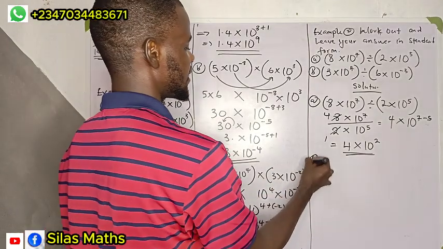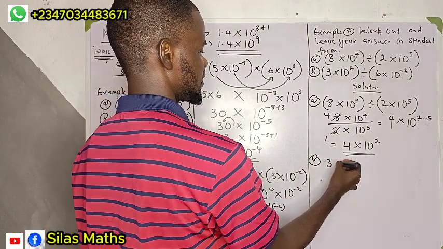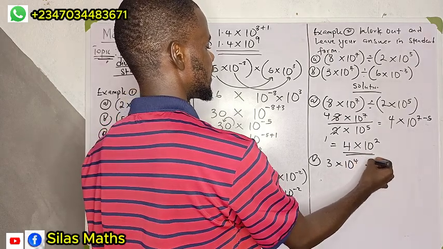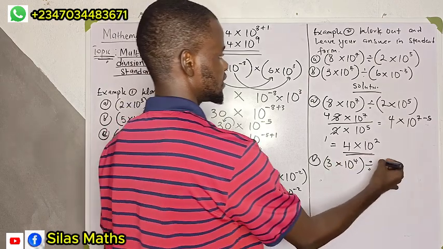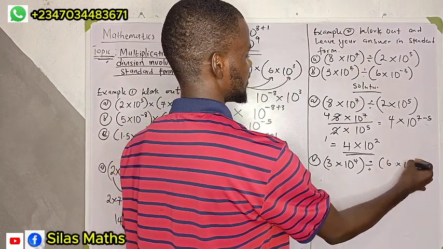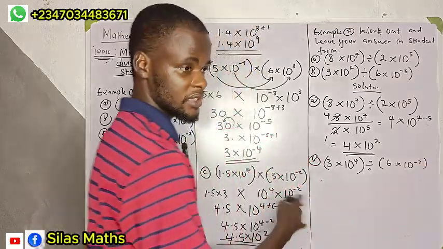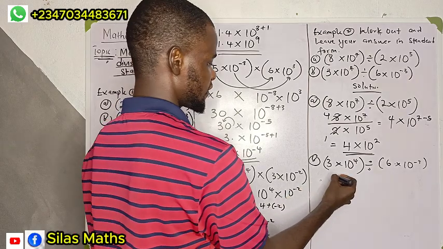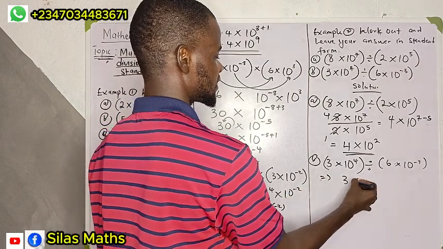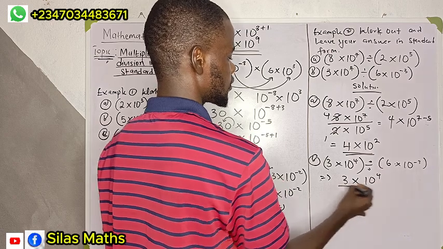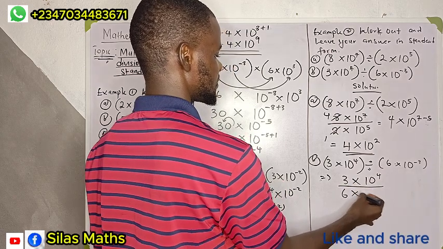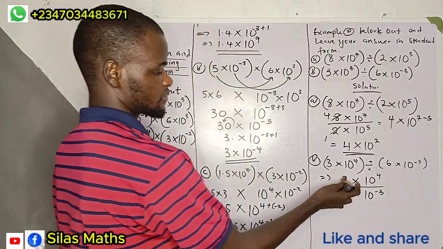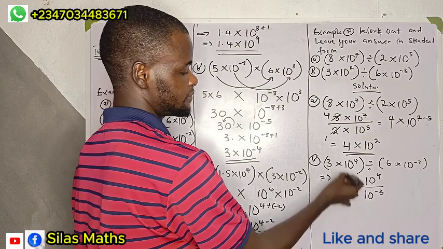Then B, I have 3 times 10 to the power of 4 dividing 6 times 10 raised to the power minus 3. So we'll still carry out this, divide this and this, divide that, or we can express it in this form by saying that this is something as 3 times 10 to the power of 4 divided by 6 times 10 raised to the power of negative 3. Then we go ahead and then reduce. This can reduce this one, right?